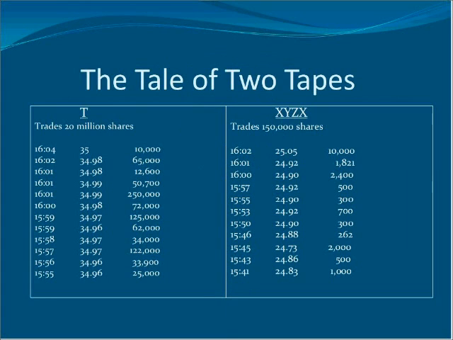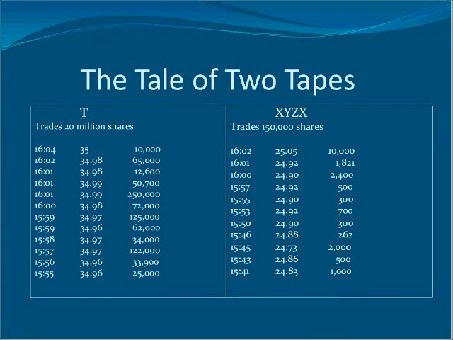When I was talking about liquidity and its ability to mask things, I put together two tapes, if you will. In the first one I have AT&T, symbol T, which trades 20 million shares, and the other one is a made-up symbol, XYZX, that only trades 150,000 shares. When you look at a stock tape, you'll see in the left column the time the transaction took place, in the middle column the price at which it took place, and in the right column the number of shares traded.